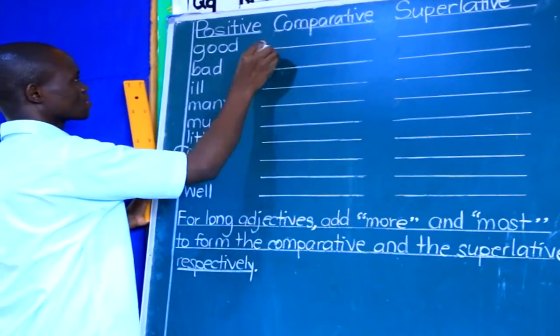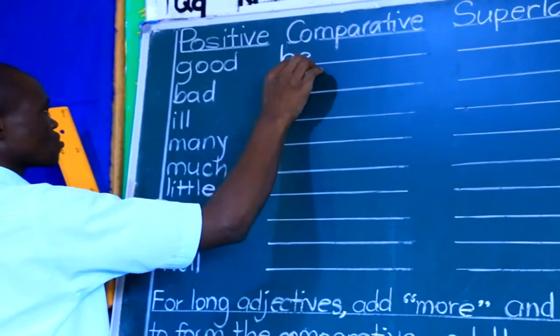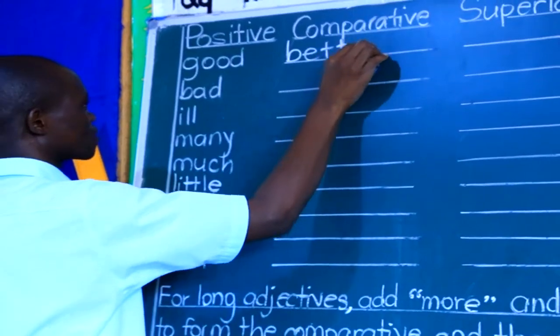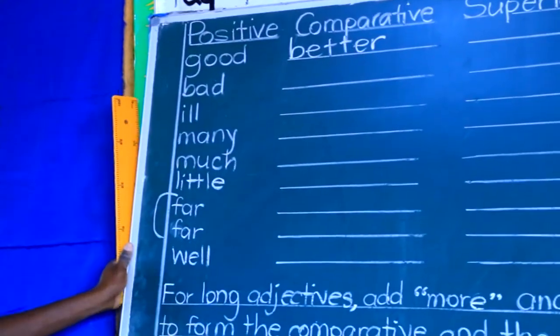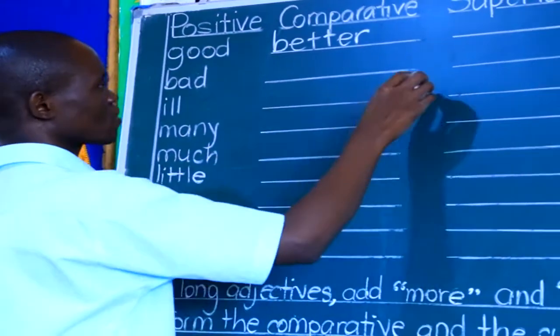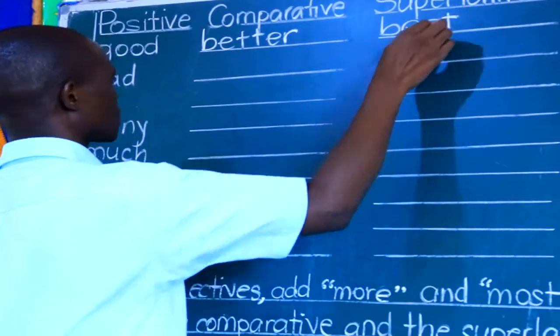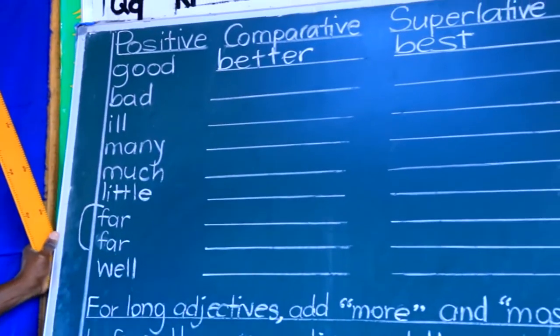The comparative form of good is B-E-T-T-E-R, and that is better. Then the superlative of good is best. So we have good, better, best.